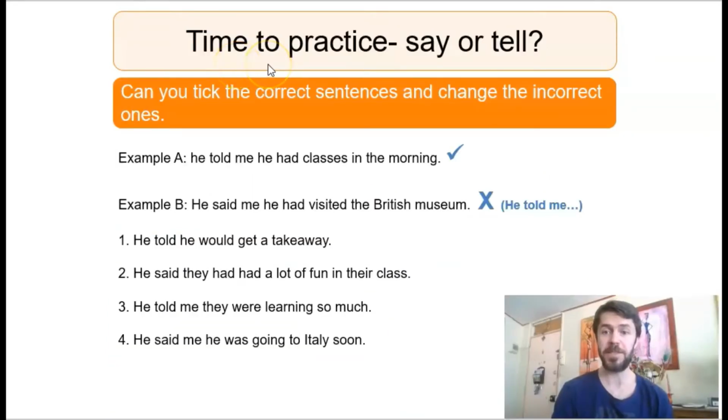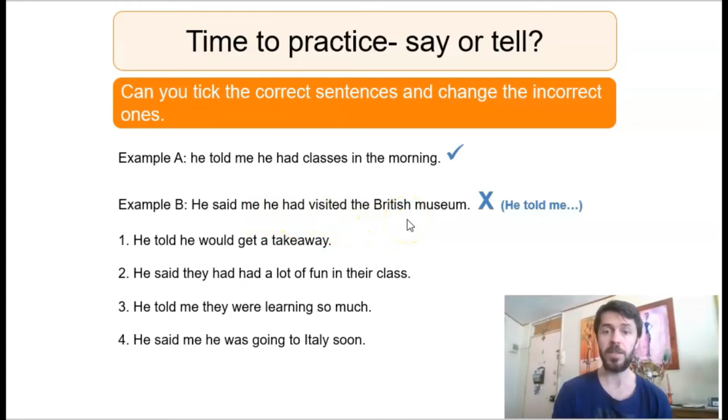Now it's time to practice. Say or tell. Can you tick the correct sentences and change the incorrect ones? For example, A: He told me he had classes in the morning. That's correct, because remember, tell someone: he told me something. But example B: He said me he had visited the British Museum. No. It's say something, not say someone something. So you have to correct this. The correct version is he told me he had visited the British Museum.